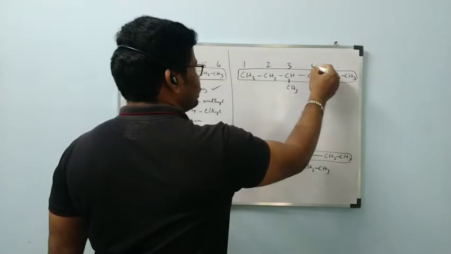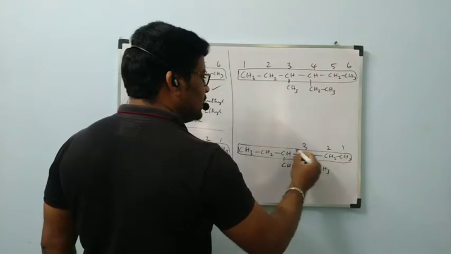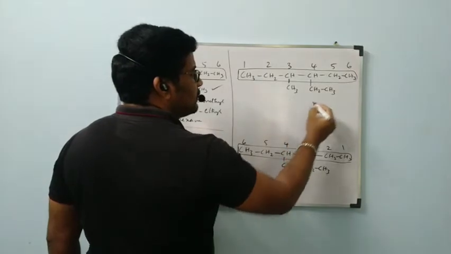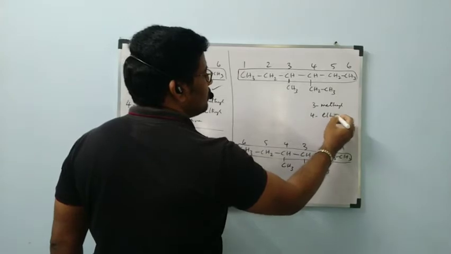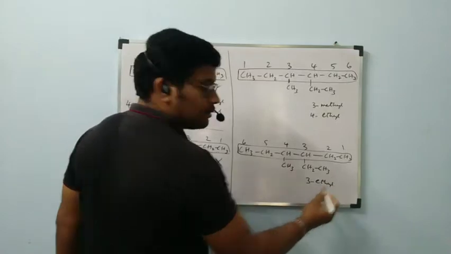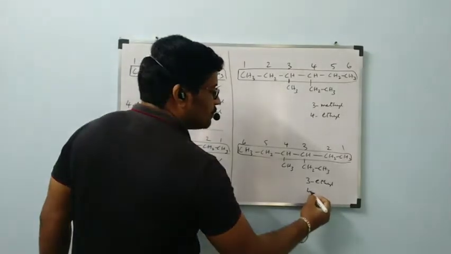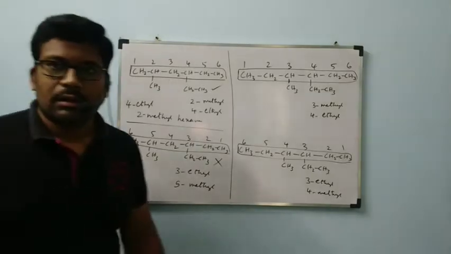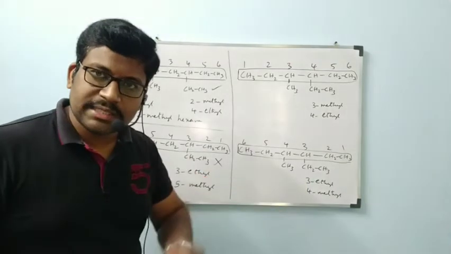Now coming to this one, numbering must be given from left to right and right to left. 1, 2, 3, 4, 5, 6. Right to left, 1, 2, 3, 4, 5, 6. In left to right numbering, third position methyl, fourth position ethyl. In right to left, third position ethyl, fourth position methyl. Now observe the first numbers. 3, 3. Both are same now.